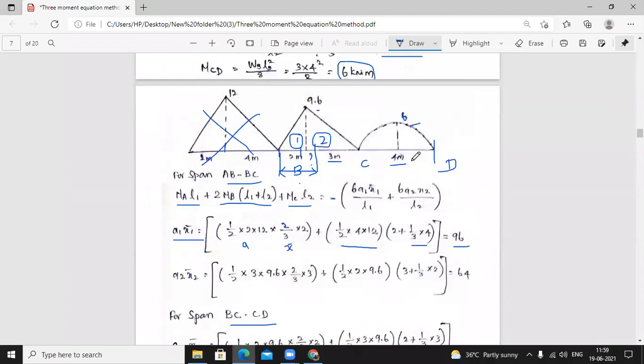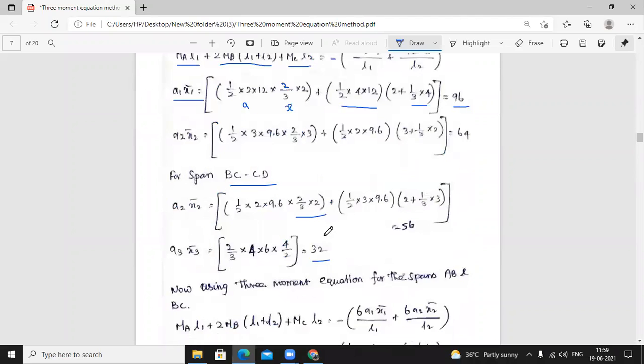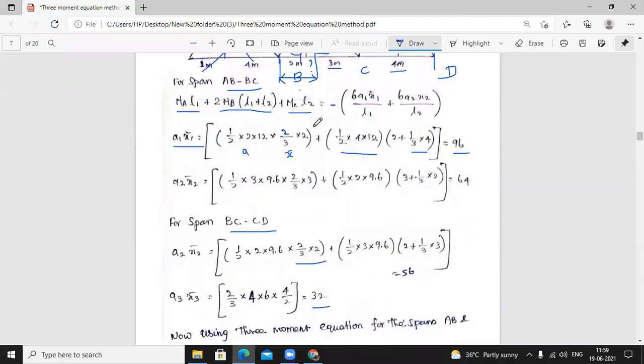So A3 X3. Since this is the third diagram, students, the first triangle is the first one, A1 X1 bar, the second is A2 X2 bar, and this is the third bending moment diagram. So A3 X3 bar. Finally, we got the answer 32.